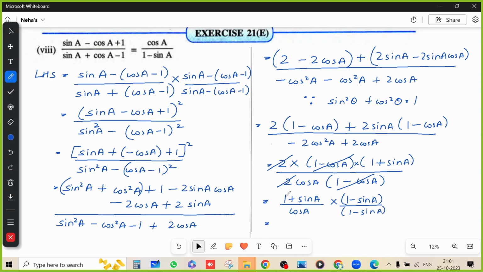So the numerator has become 1 plus sine A into 1 minus sine A, which is A plus B into A minus B, which is equal to A square minus B square, that is 1 minus sine square A, and the denominator has become cos A into 1 minus sine A. Now 1 minus sine square A is equal to cos square A by the trigonometric identity, as sine square theta plus cos square theta is equal to 1. Therefore, 1 minus sine square theta is equal to cos square theta. So we have used the trigonometric identity over here.